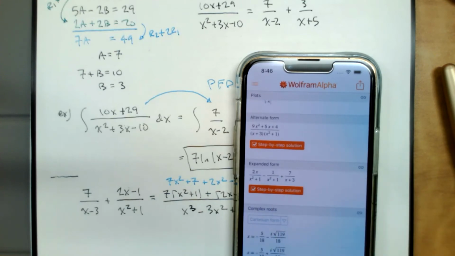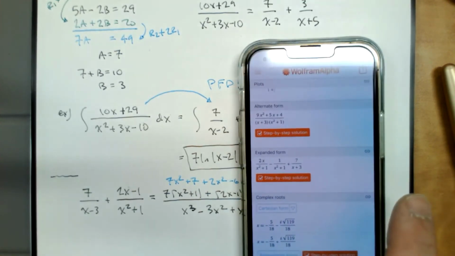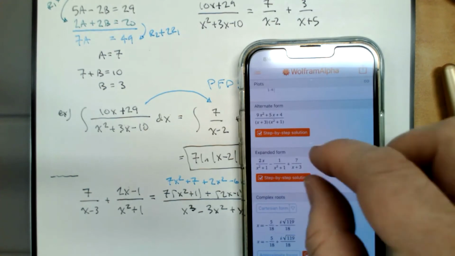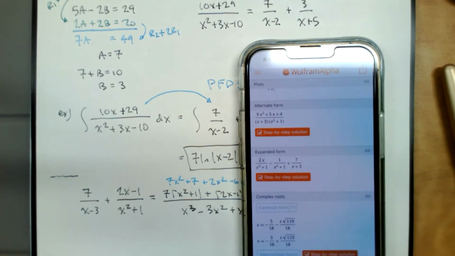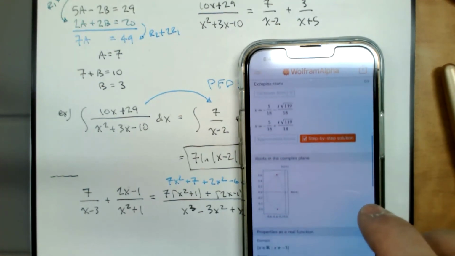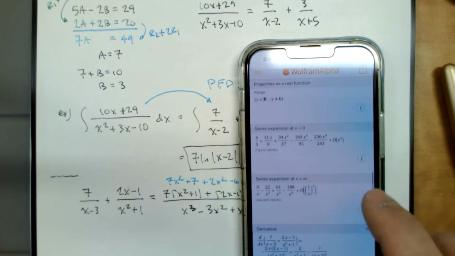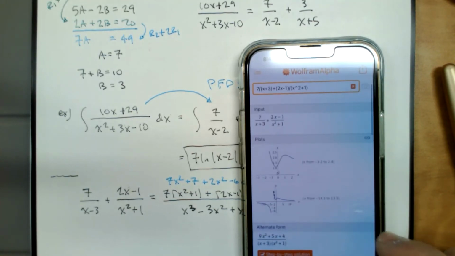Incidentally, one of the things that Wolfram Alpha will tell you is what you're eventually going to be looking at. Let's see. What are my alternate forms? Here it is. It should be 9x squared plus 5x plus 4.